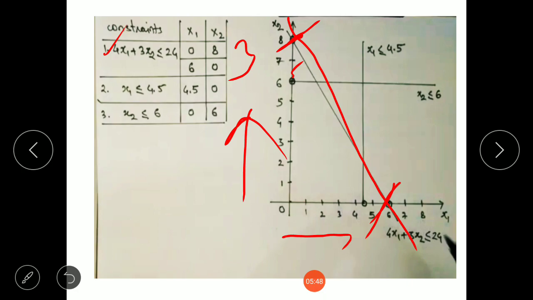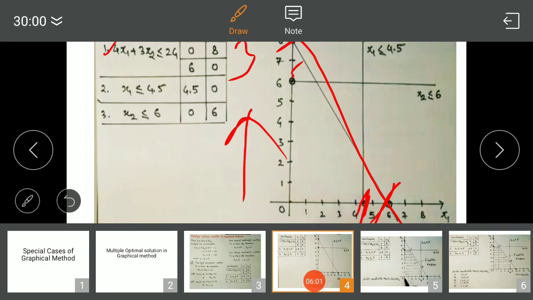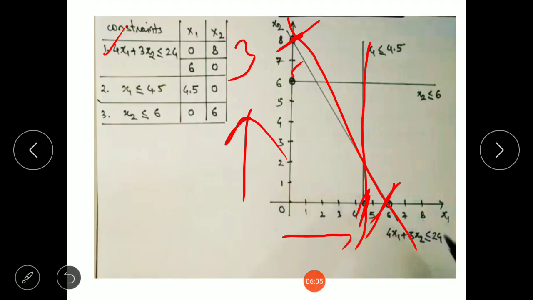Similarly, we'll plot the points for x1 and x2. For x1, it is 4.5, 0. So x1 is 4.5 and x2 is 0. So this is the point. We'll draw a line parallel to the horizontal line passing through this point, 4.5 and 0.